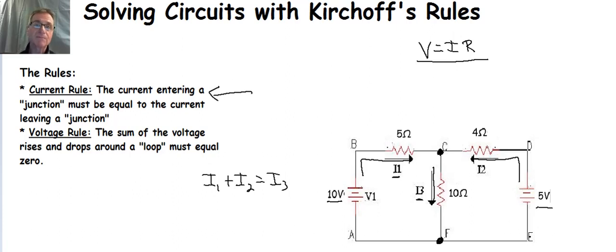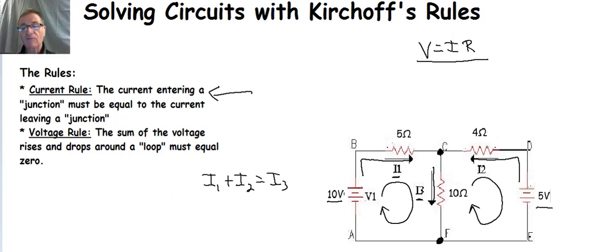That's pretty simple. The second rule is the voltage rule. And again, this is something that we already know. We've talked about this in series circuits and parallel circuits: the sum of the voltage rises and drops around a loop must sum up to 0. So this is one loop here. I'm going to draw a clockwise circle. This is another loop here.